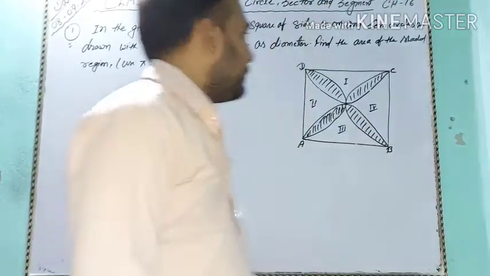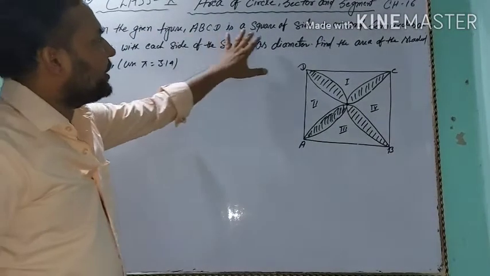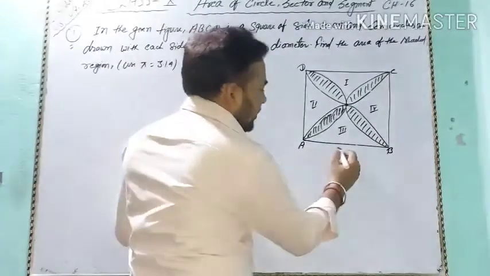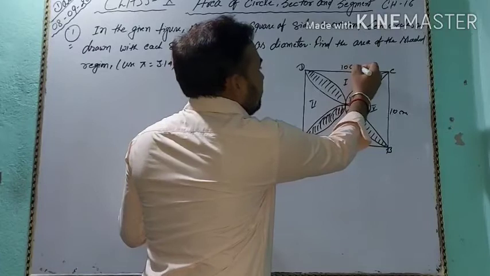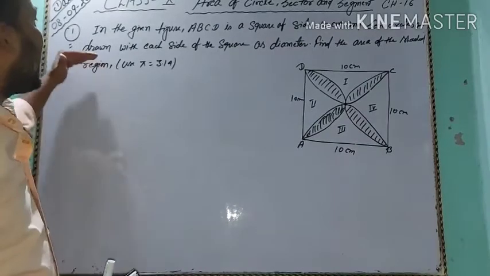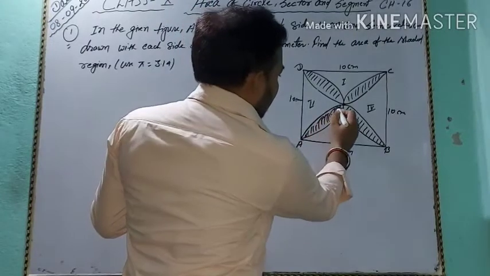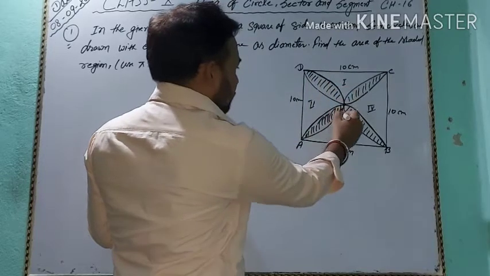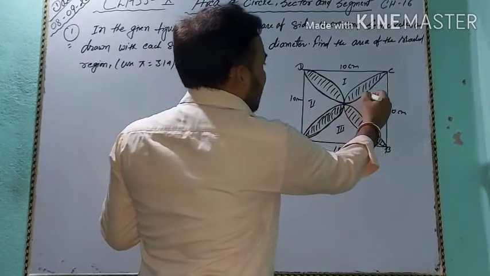Okay, so my first example is in the given figure. In this figure, ABCD is a square. ABCD is a square of side 10 centimeter. If ABCD is a square of side 10 centimeter, all sides are equal, and the semicircles are drawn. Students, this is the semicircle. There are 4 semicircles drawn.